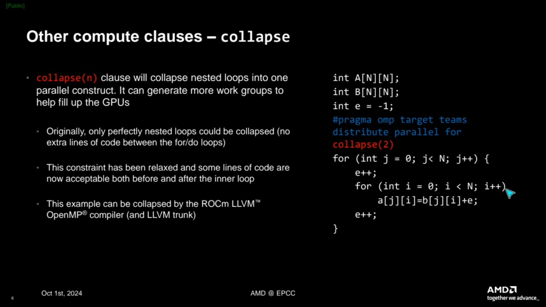So if you have some situations like this in your code where you have some fairly simple additional lines in between the nested for loops, those should be collapsible.